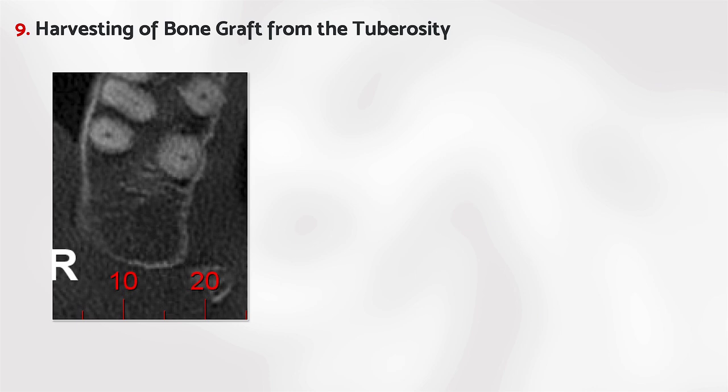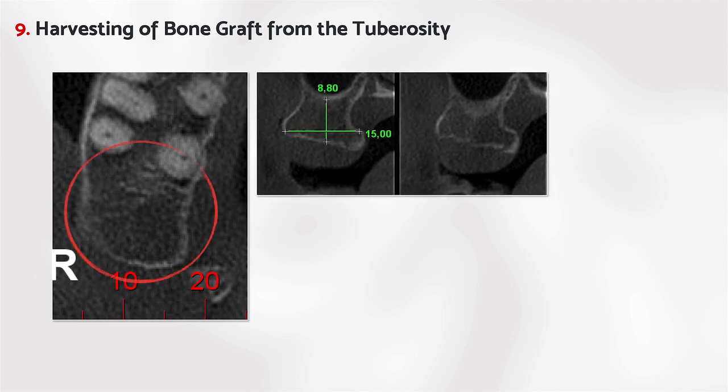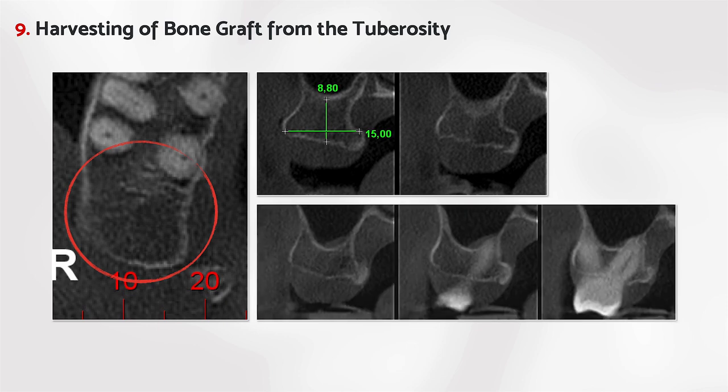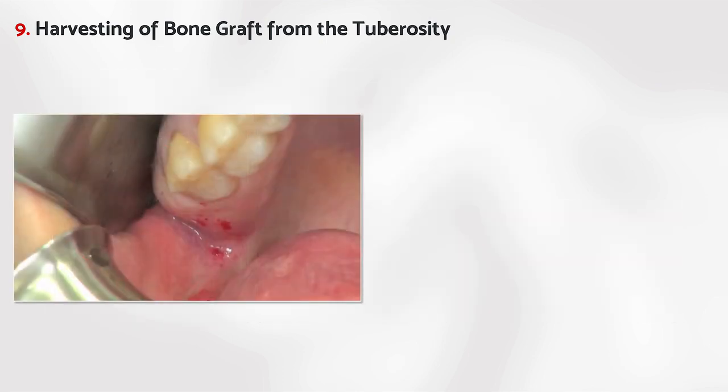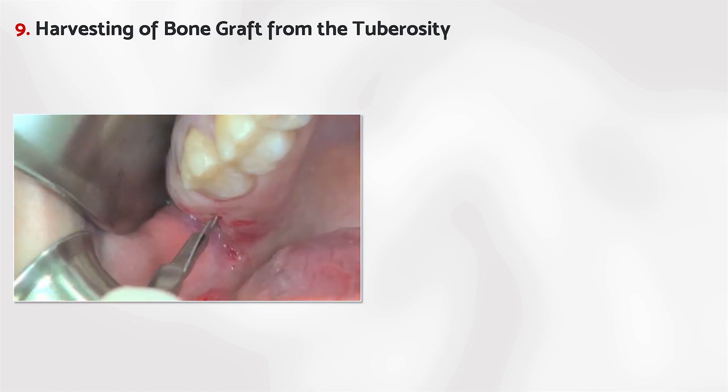Of course, we always prefer to use the same side of the problem. Through this axial view, you can see the bone available behind the second molar, and we have 15 millimeters in width and almost 9 millimeters in length. And you can go, of course, behind the second molar. Here you can see the case.